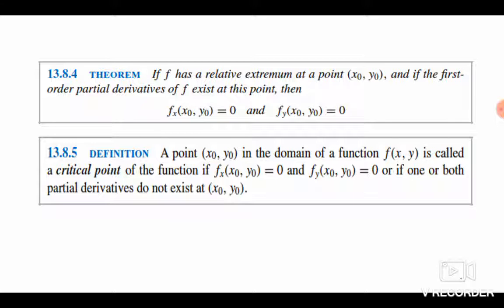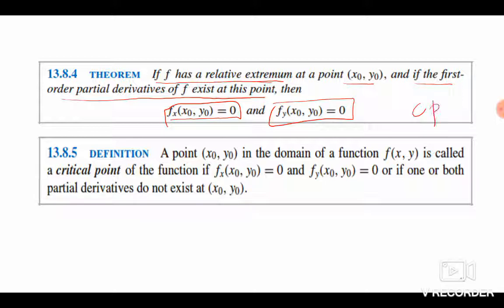So next theorem. If f has a relative extremum at a point x0, and if there is a first order partial derivative there, then its first derivative is 0. If the first partial derivative exists, then we can say the derivative is 0. It means that the relative maxima and minima occur at points which are called critical points, CP, just like your function of one variable.